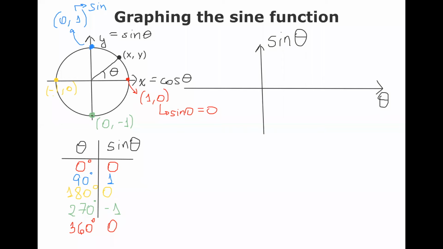Okay, so let's start graphing. Whenever we have theta over here equals 0 degrees, you need to look at my table and at my graph, okay? So you understand what I'm doing over here. So if my theta is 0 degrees, my sine of theta up here is going to be 0. So I'm going to have this point over here, 0, 0.